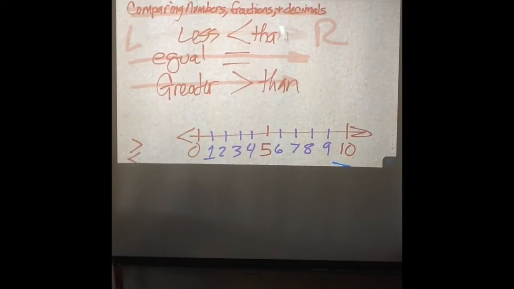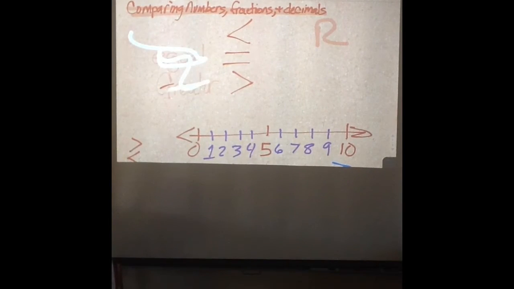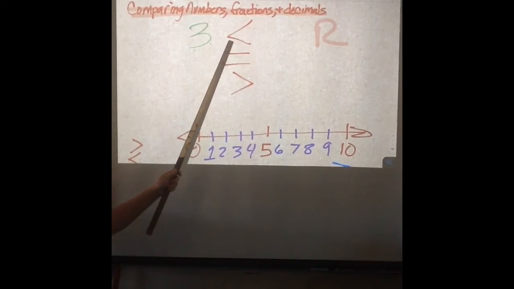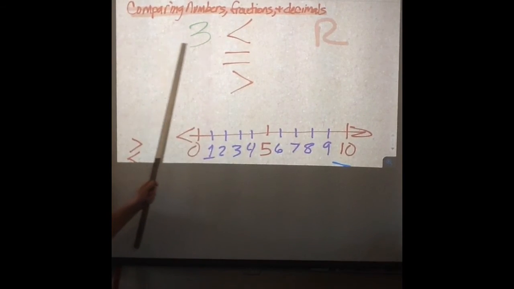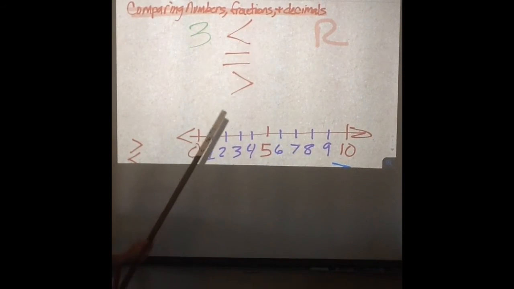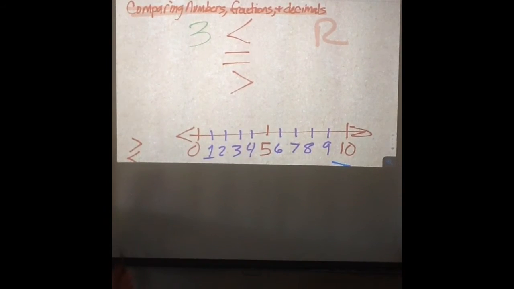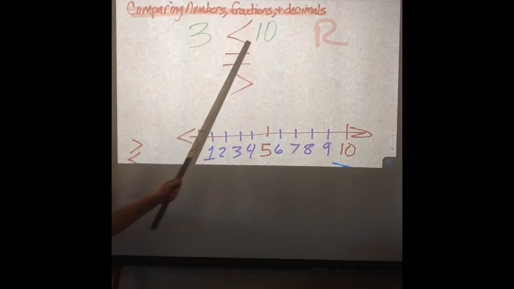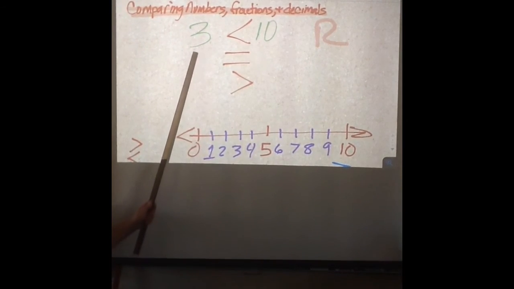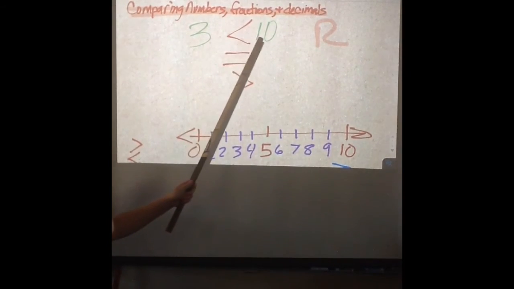So let me get rid of this, okay? And we'll play it like a little game. If I put a number over here, let me change my color. Let's say I have a 3 here. 3, and remember what this is? This is a less than, right? So we're going to read it. 3 is less than. 3 is less than what number? Just throw out a number. 10. Is this correct? 3 is less than 10. Yeah, so we all say it together. 3 is less than 10.